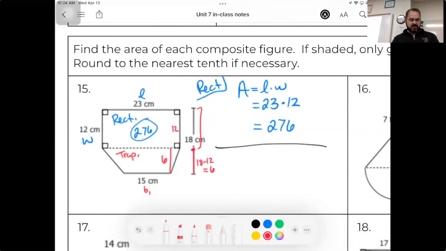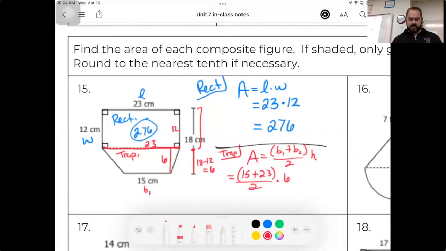And the other base of the trapezoid is just this opposite length of your rectangle. It's also 23. Well, now I have enough information to work with my trapezoid. My area formula for a trapezoid is where I take the bases and I add them up, divide by 2, and multiply by the height. Well, base 1 was 15, base 2 was that 23, and then the height was 6. Okay, if I do that calculation, I get a total of 114 for the area of the trapezoid.